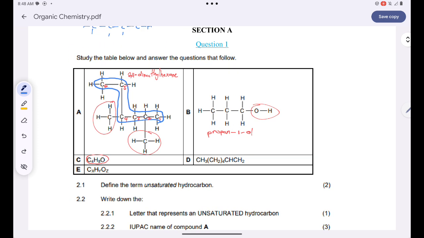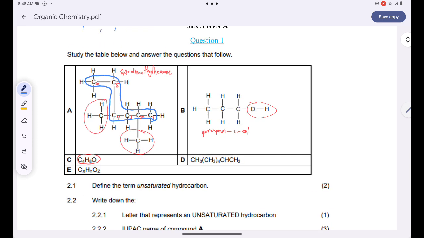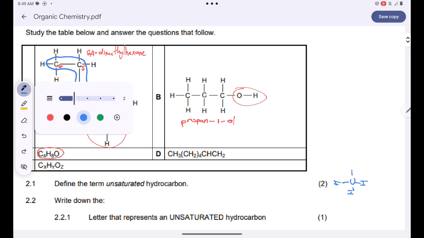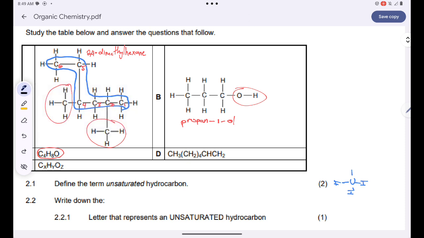Compound D, let me draw it like this. I have CH3, that means I must have 3 hydrogens on my first carbon. And then I have CH2, which should appear 4 times on my compound. Are we together? So I'll simply have H's there. Each carbon has 2 hydrogens, and that should appear 4 times.